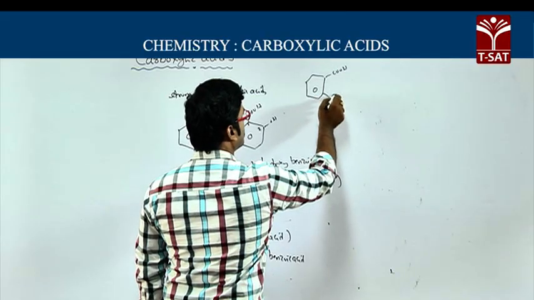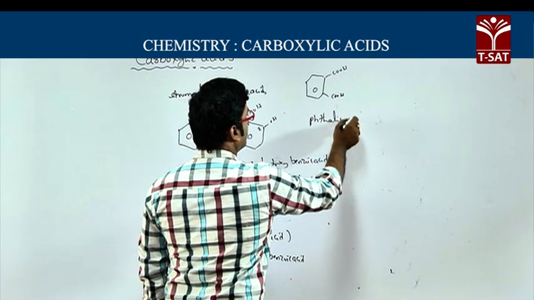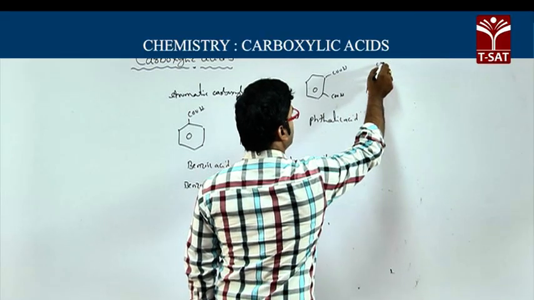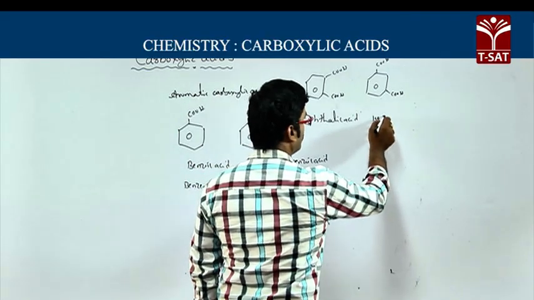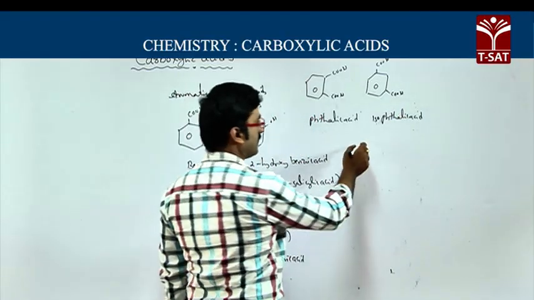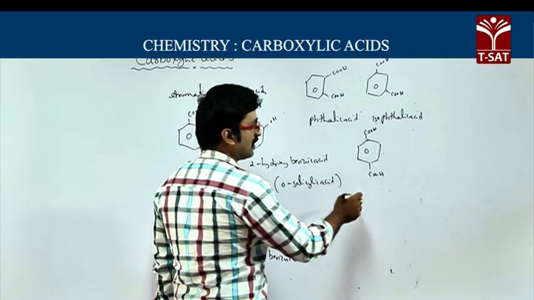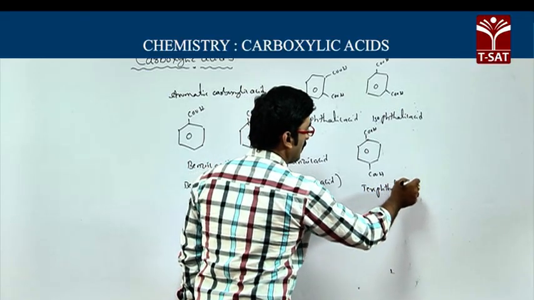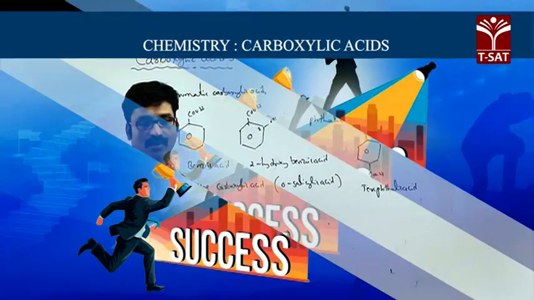COOH. This is called as what? Phthalic acid. Okay, phthalic acid. Now, the next one is COOH. Then this is called isophthalic acid. And the next one is very important, that is COOH. This is called what? Terephthalic acid. Okay, these are the examples of dicarboxylic aromatic compounds.